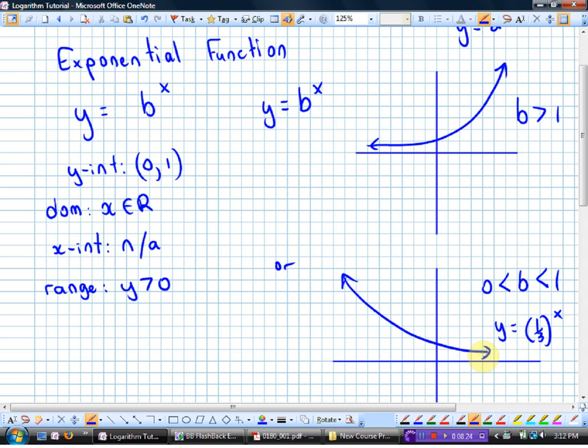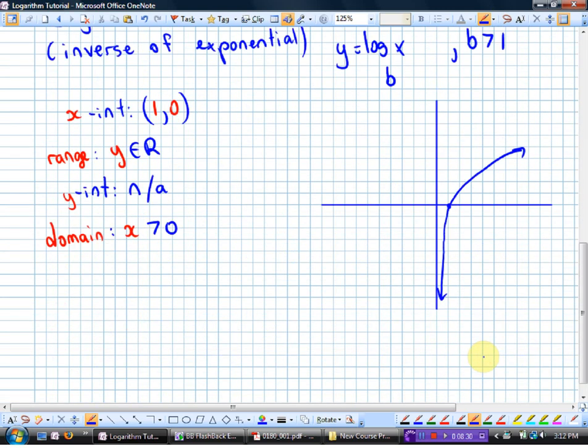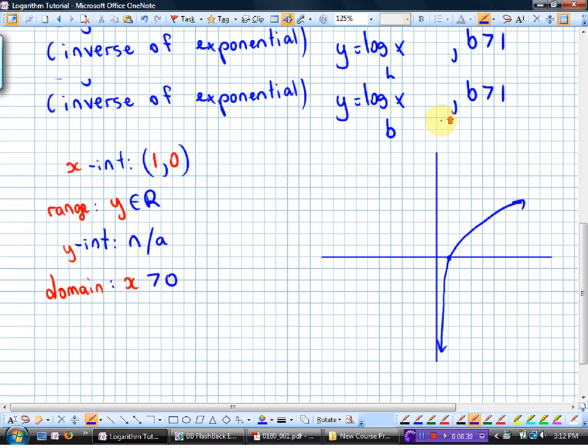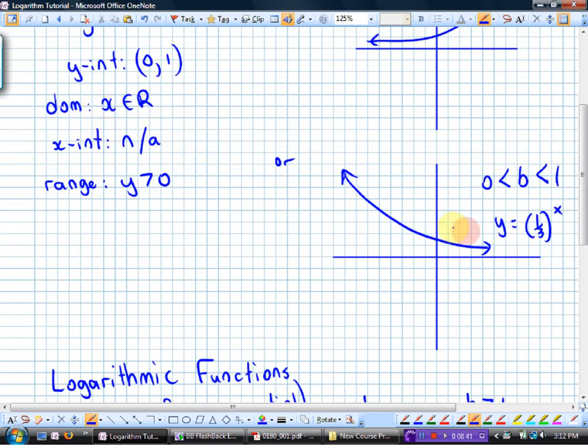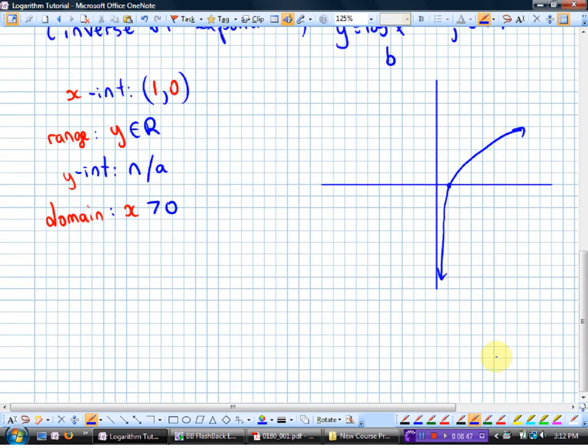Horizontal. What letter is associated with horizontal, by the way? X. Okay. For the inverse, when B is a fraction, it's going to be a vertical reflection. The inverse of that graph there, or in other words, the log when base B is a fraction, it's going to look like that. I'll write it in our notes, but it all ties together because a vertical reflection, switching X and Y around for the inverse, even the reflection switches around.